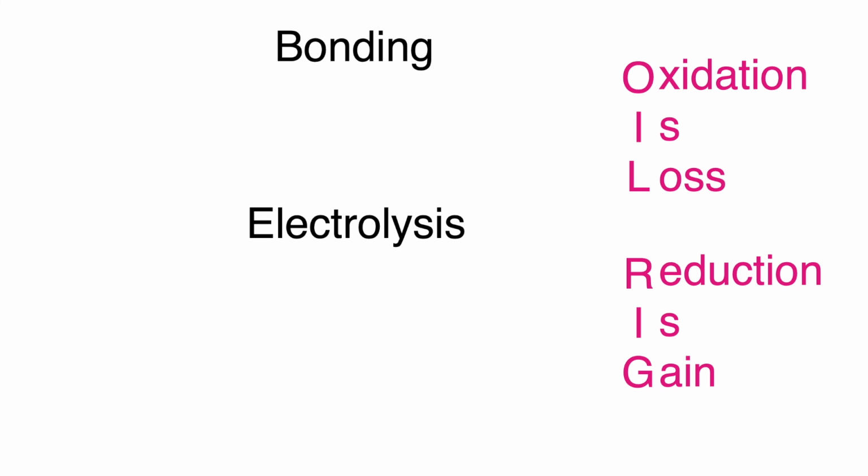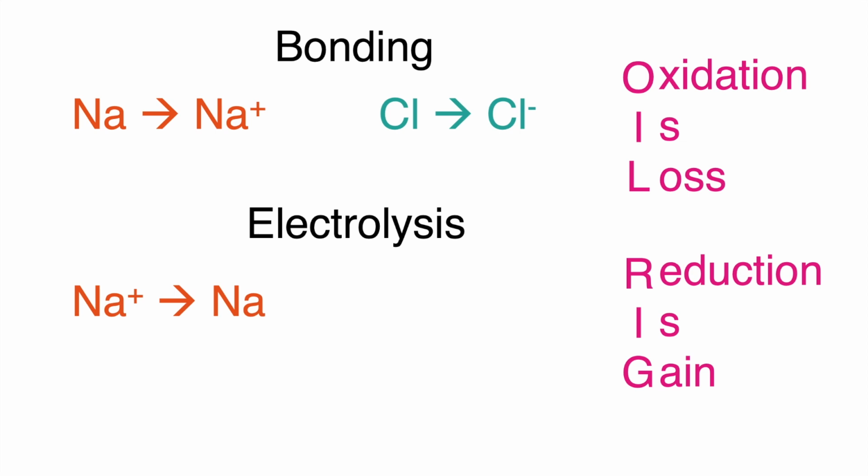So let's make the information from the previous slide look a little bit more like a chemical equation. So we showed each sodium atom losing one electron to become the Na+ ion or the sodium ion, and each chlorine atom gained one electron to become the chloride ion or the Cl- ion. For electrolysis, we saw the opposite happen. So each sodium ion gained one electron to become the neutral sodium atom, and each chloride ion lost one electron to become the neutral chlorine atom again.